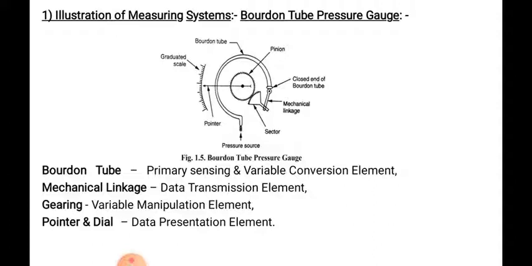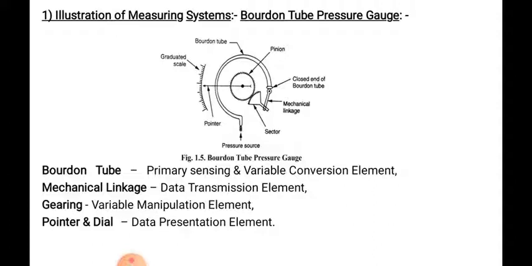So easily we can measure the unknown pressure of air or any fluid by using the graduated scale. Why? Because initially we have calibrated the scale by using the known amount of pressure air. Okay, so that is nothing but the calibration.